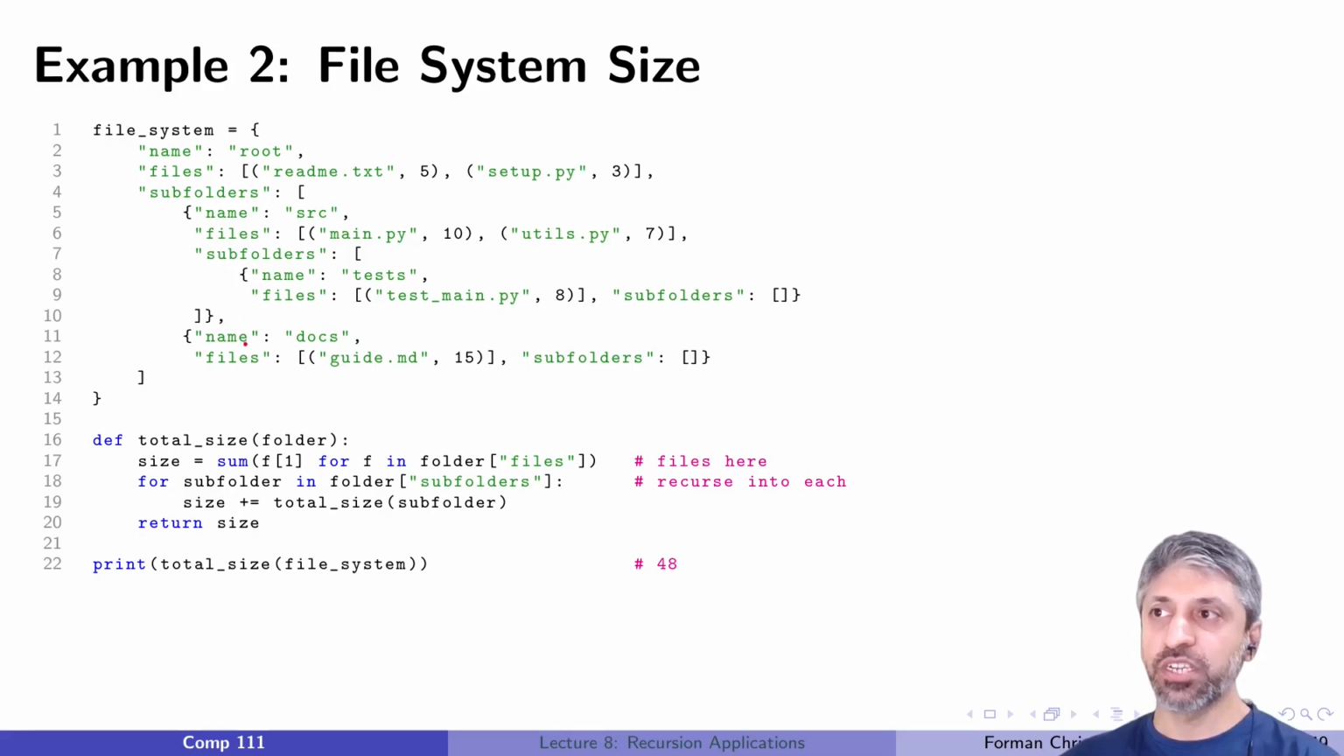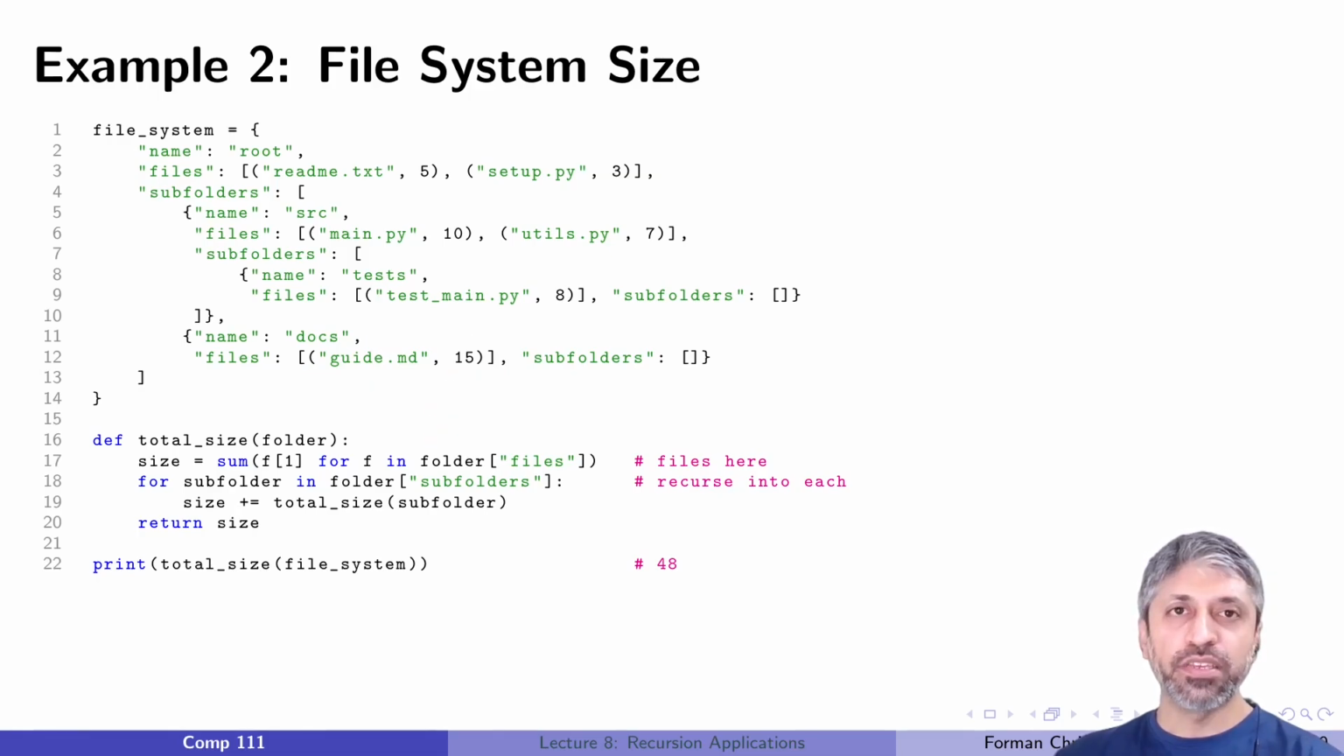It's a nested dictionary of dictionaries, but the thing that we need to note is that a file is represented with a tuple, and in the tuple, at index 0 we have the name, and at index 1 we have its size. That's the only thing that you need to know at this point.